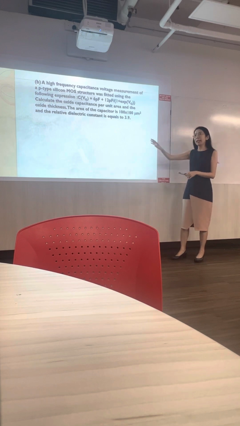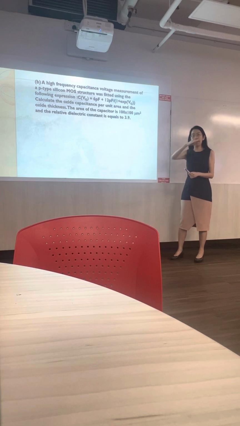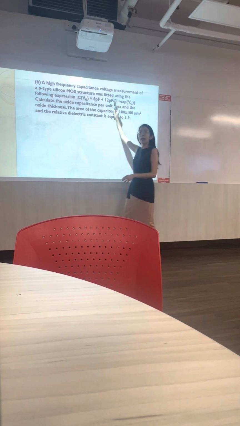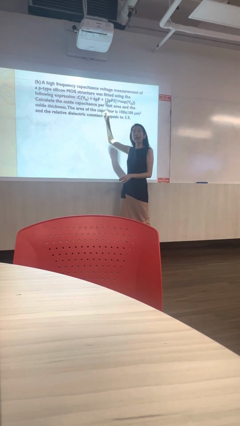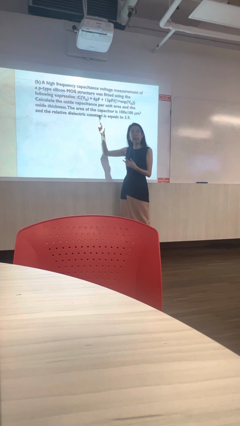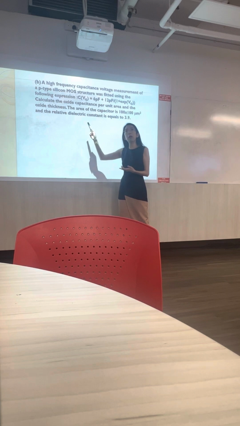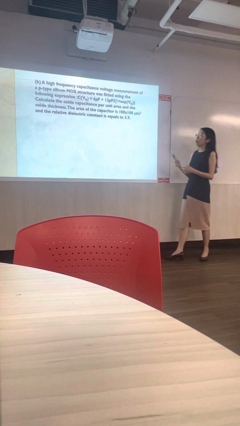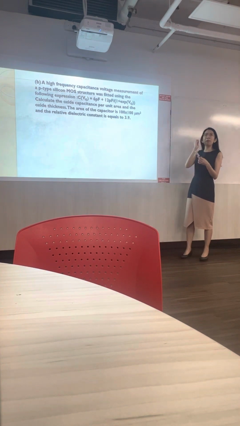Then there's some trend in the line that comes out, capacitance versus voltage. Then you realize this capacitance as a function of gate voltage actually shows this expression. It can fit into this analytical model that is 6 plus 12 divided by 1 plus exponential gate voltage. So the question is, how do we from this trend calculate the oxide capacitance per unit area and the oxide thickness?